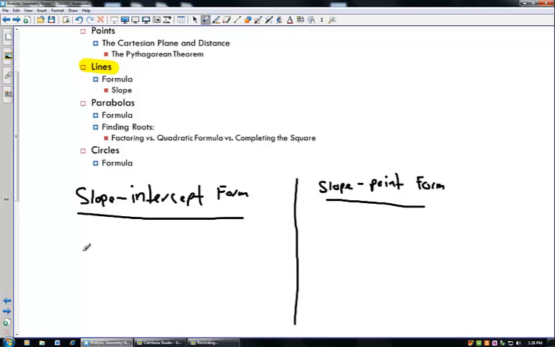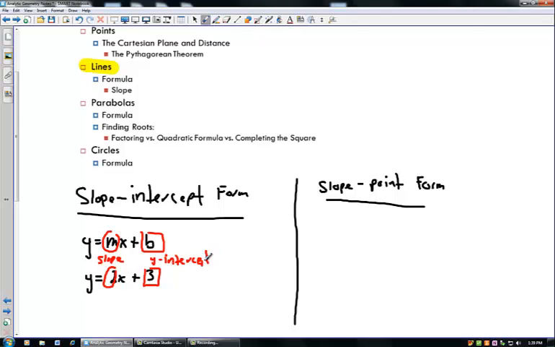A slope-intercept form is what you learned probably in high school, and it looks like this, y equals mx plus b. And it's nice because if you have a line like y equals 2x plus, let's say, 3, then I immediately know that the slope is 2 because m represents the slope, and the y-intercept is 3. So b is the y-intercept.